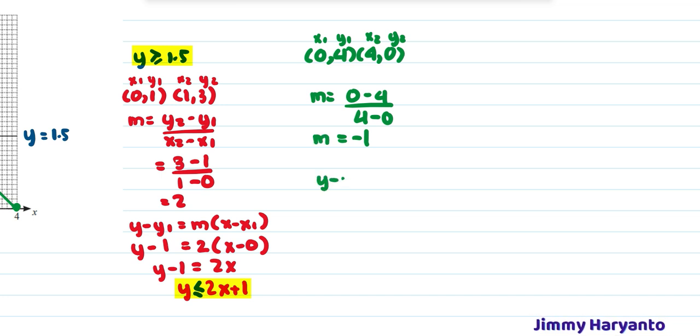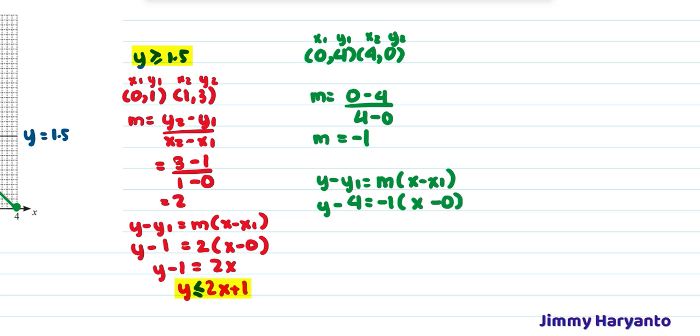And then y minus y1 equals m open brackets x minus x1. Input the y1 equals 4. Input the gradient, negative 1. Input the x1 equals 0, so y equals negative 1x, or negative x, and then you move the negative 4 to the right hand side, you'll have plus 4.